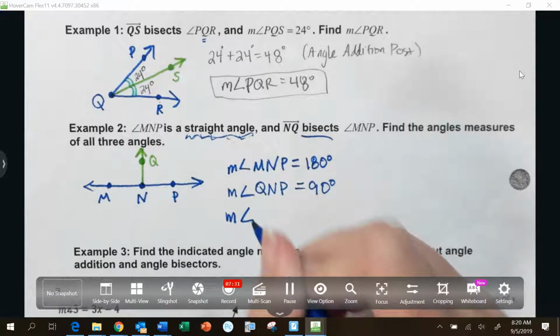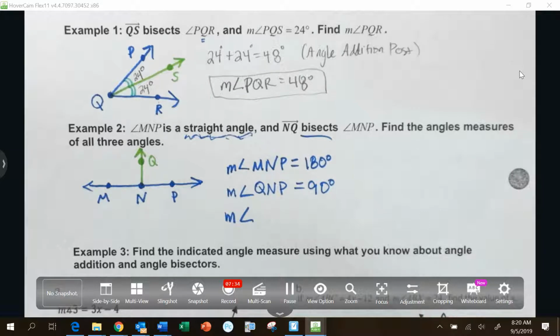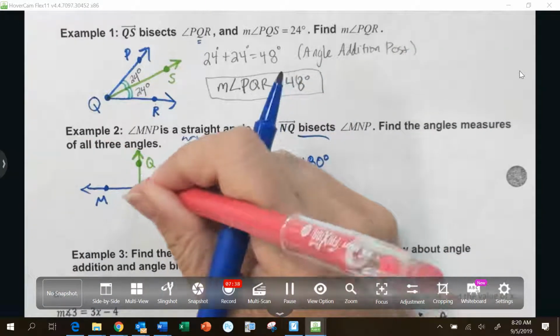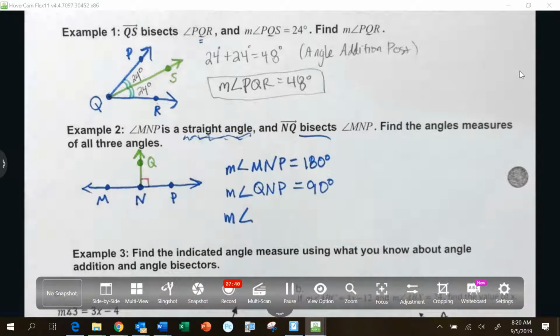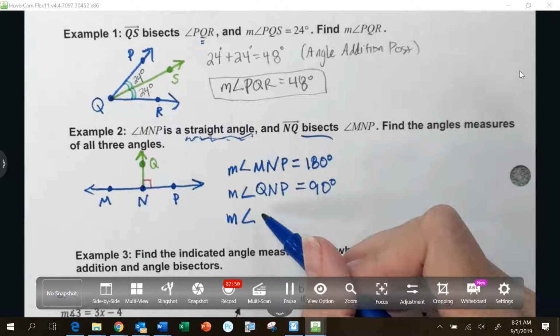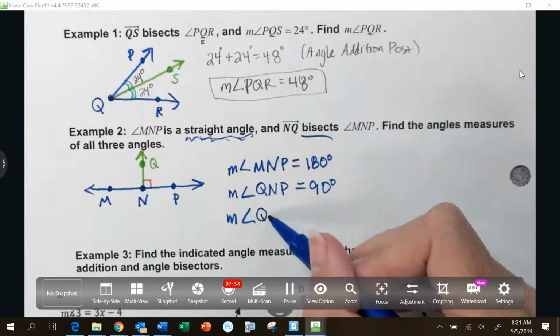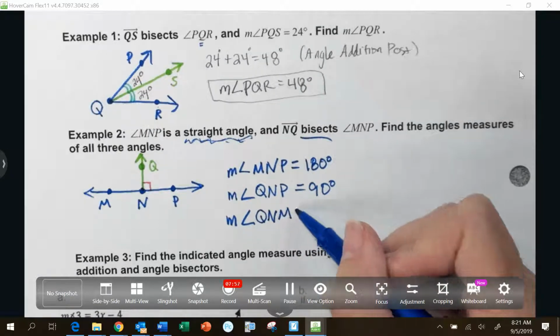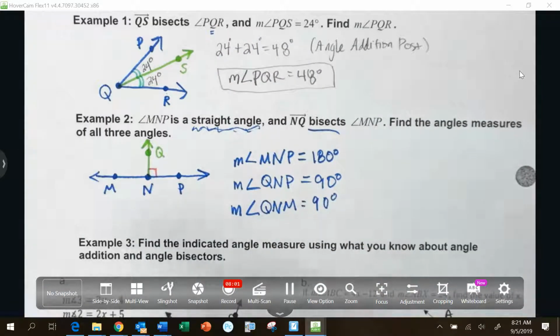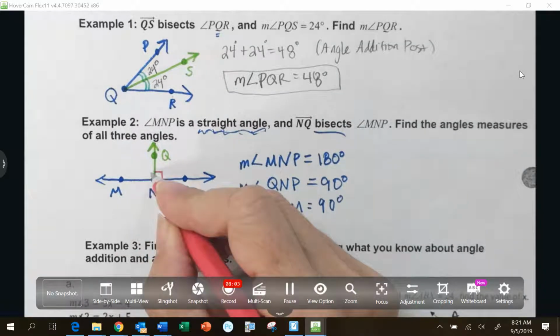And then I'm going to mark that angle that she just told me. Marked that one. And then I need the other angle. Jay, can you help me with the other angle? What's the name of it? QNM, which is 90 degrees. Perfect. So if we have 180 and we bisect that, we're going to get 2 90-degree angles.